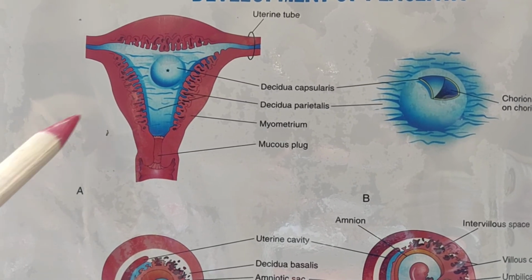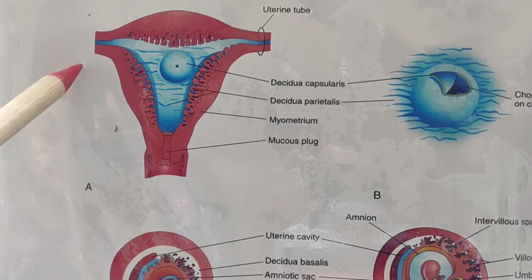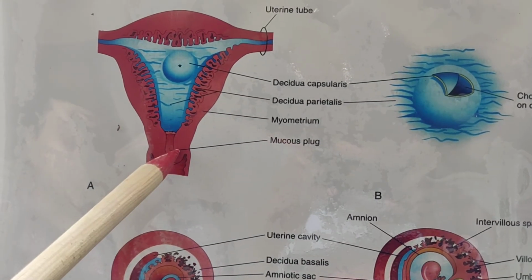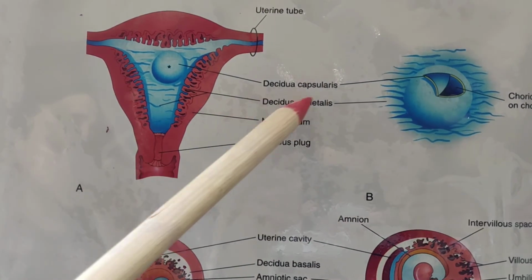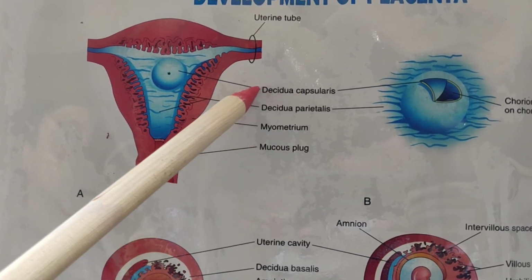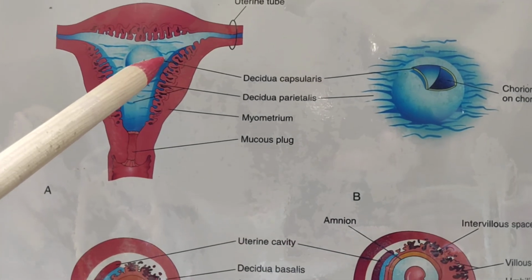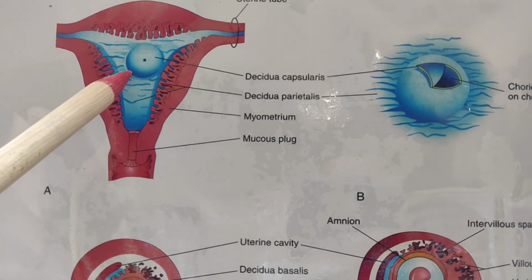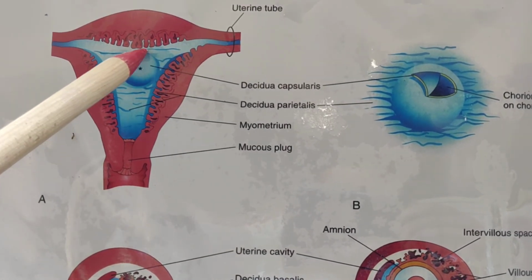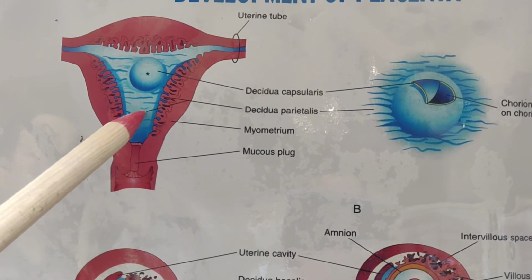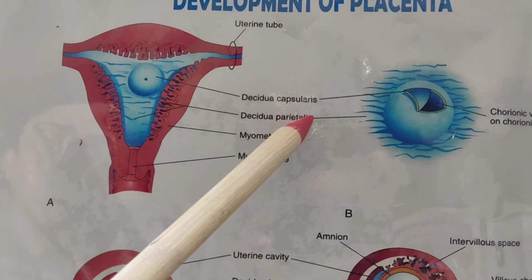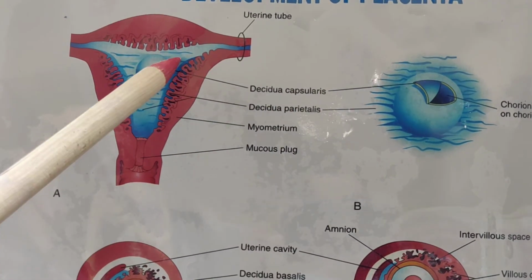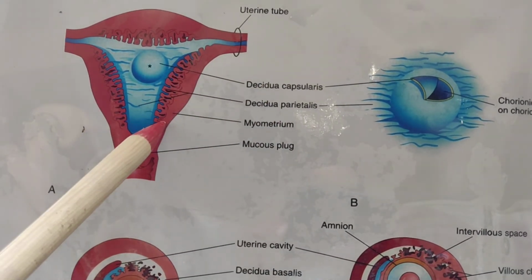Now see in this diagram, in this chart, the chart of the uterus, showing this decidua capsularis, circular area. The decidua capsularis means the part that separates the blastocyst from the lumen of the cavity of the uterus. The remaining part is the decidua parietalis, and it is the thick myometrium.